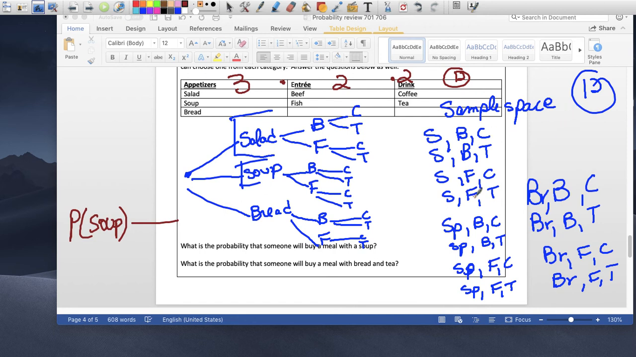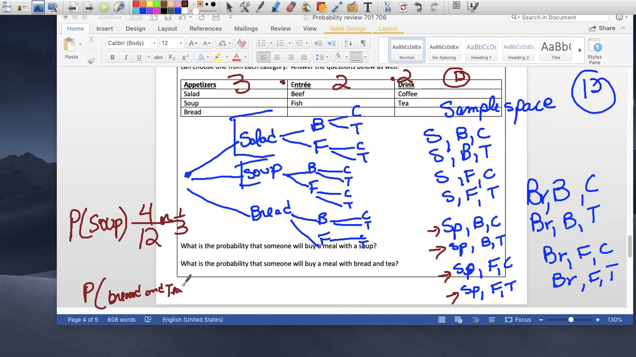Well, how many different meals did we say we had? We had 12 different meals. And how many of them had soup? Well, this one had soup. It doesn't matter if it was beef or coffee or tea, as long as it had soup. So this one, this one, this one, and this one had soup. So 4 out of the 12 meals had soup, or 1/3. You can simplify that to 1/3. So that's question 1.